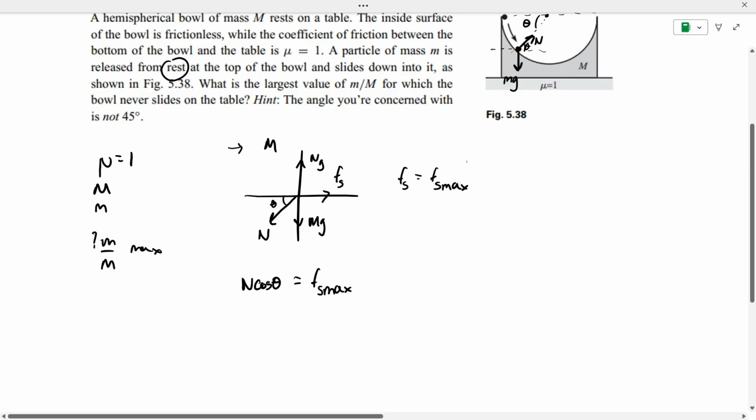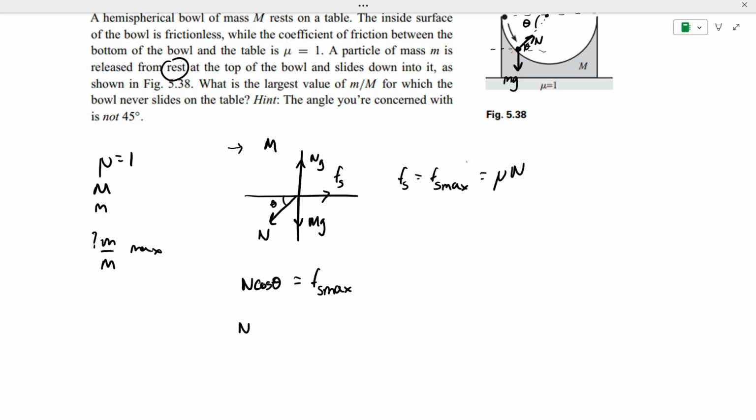Alright, so once we've done that, we know that Fs max is going to be equal to mu times the normal force. But wait, which normal force? It's going to be the normal force from the table because we're concerned with the friction force between the table and the bowl and not the bowl and the ball. So this is going to be mu times the normal force from the ground, which we called it. I mean, it's a table, but whatever.